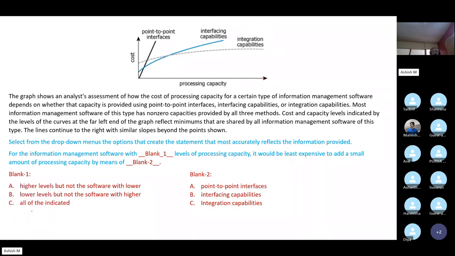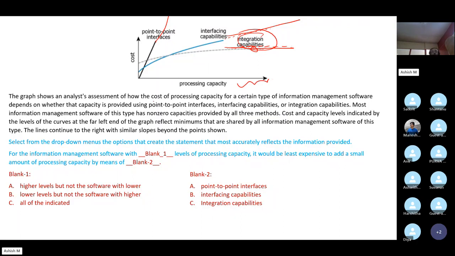If this is not very clear, let's quickly do that. Notice again, what do we do at any point of time? We basically create a tangent. So obviously the tangent would be pretty much a straight line here, correct? Now, since this is kind of progressing like this, the slope for interfacing capabilities would be typically like this, right? And obviously point-to-point interfaces, since it's a straight line, it's like this. So it is very clear that the slope is the least for integration capabilities for higher levels of processing capacity.